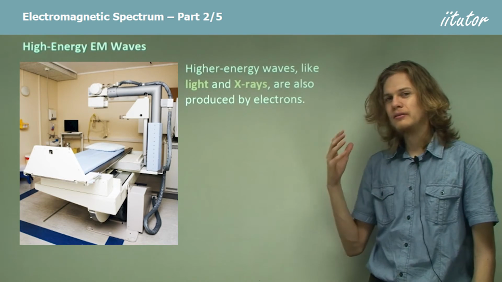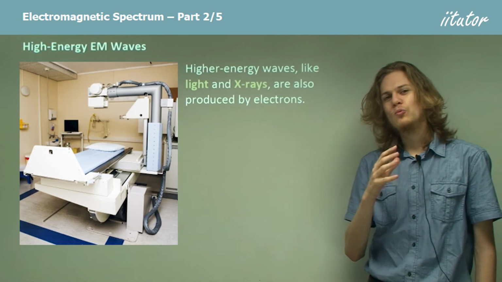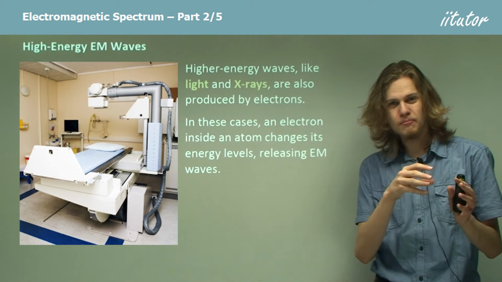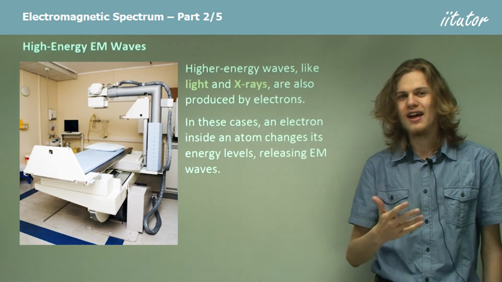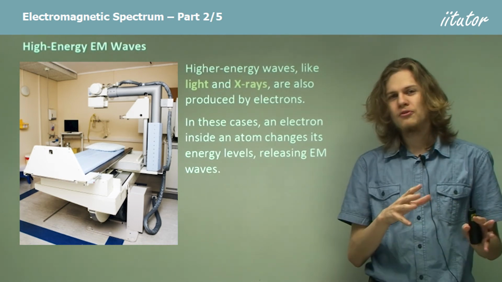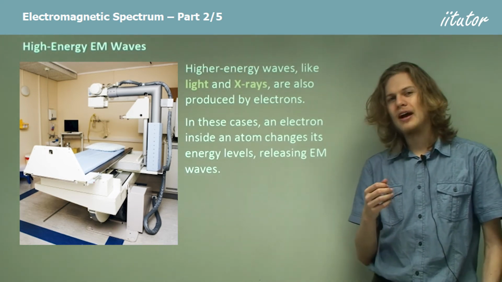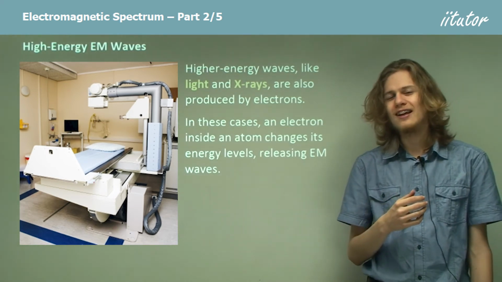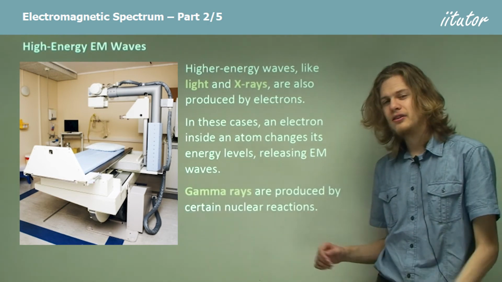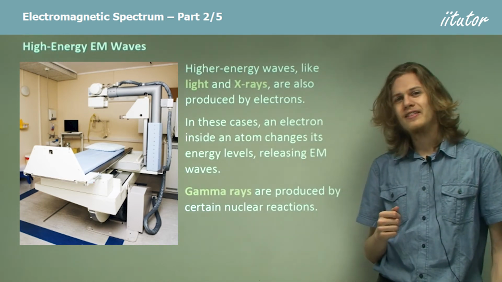Higher energy waves like light and X-rays are in fact also produced by electrons, but in a different way. What happens is that an electron, while it is still inside an atom, will change the amount of energy that it has. This is more sort of quantum mechanics that we're getting onto now. But for now, all you need to know is that the electron only moves inside the atom. It does not, in fact, wiggle back and forth in a conducting antenna, like for a radio wave or a microwave.